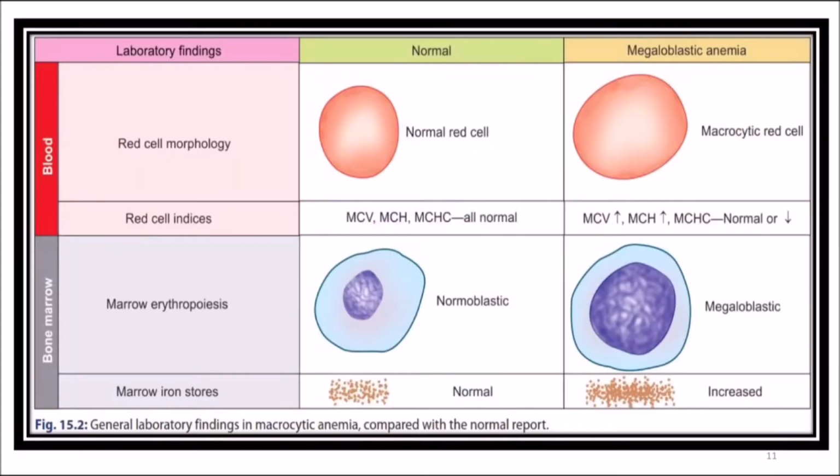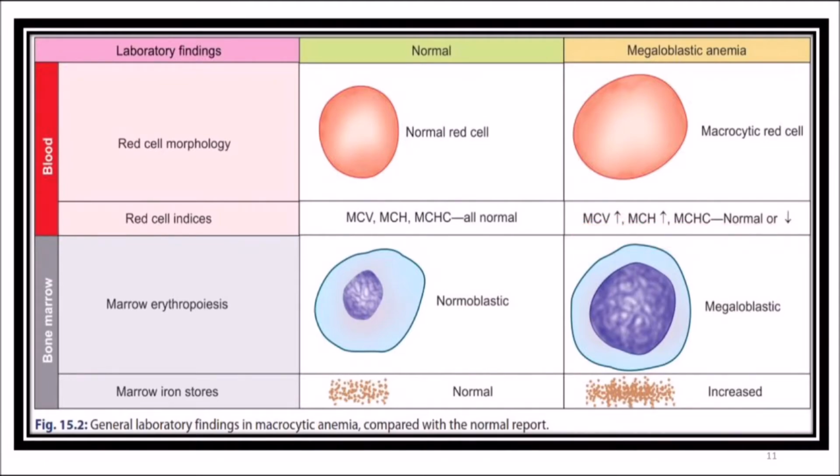This is the figure which shows the general laboratory findings in macrocytic anemia when compared to the normal report. The first column is laboratory findings, the second is normal laboratory findings, whereas the third is what you see in megaloblastic anemia. The red cell morphology is normal in normal, whereas the size of the RBC is increased, a macrocytic red cell, in megaloblastic anemia. Normally MCV, MCH and MCHC are all normal, whereas in megaloblastic anemia the MCV is increased, MCH is increased, and the MCHC can be normal or decreased.